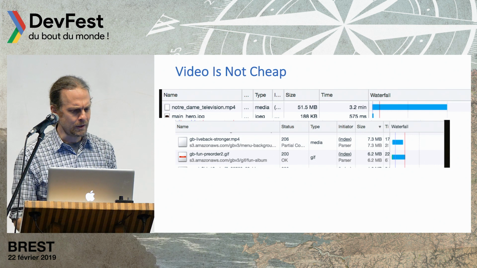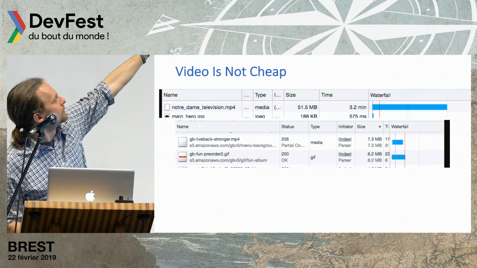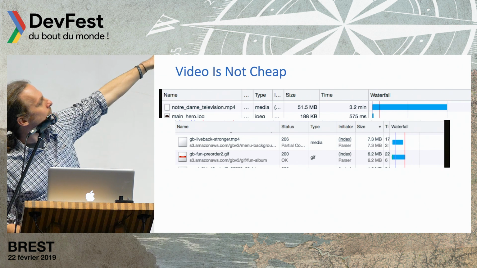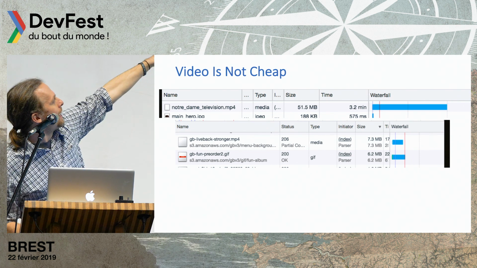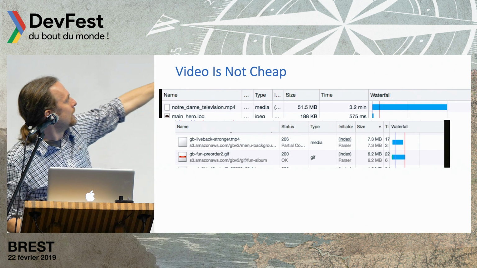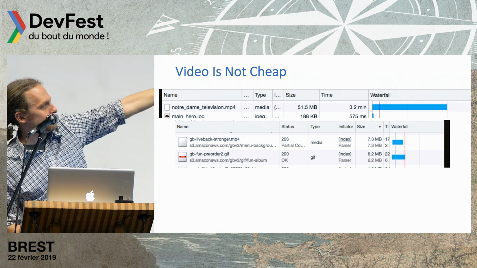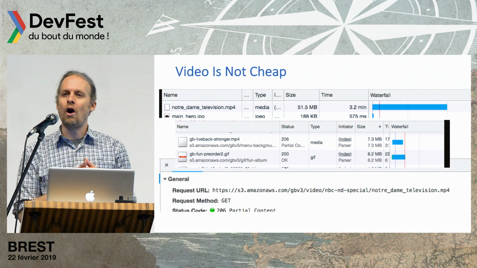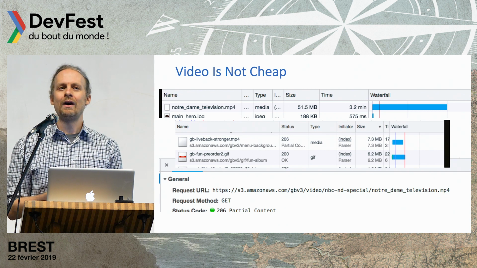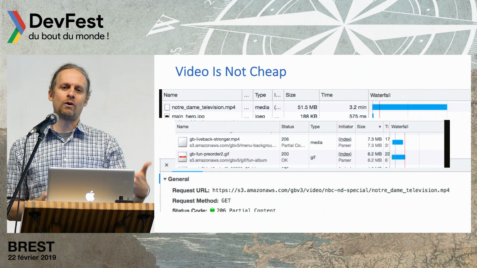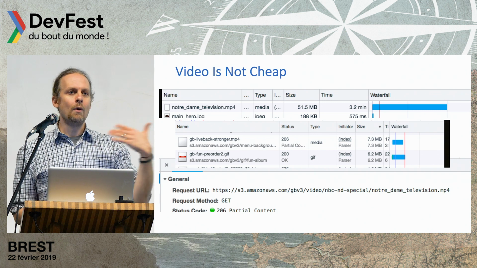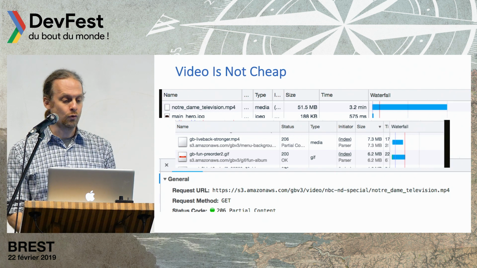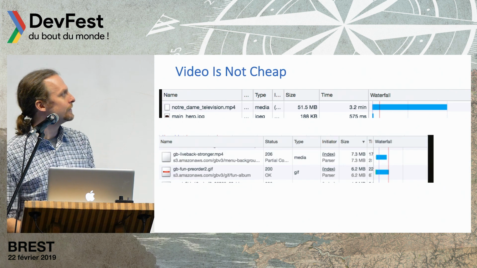So you can see it says Notre Dame television MP4, 51 megabytes. We've got this background video, which is 7 megabytes. We've got this pre-order GIF, which is 6.2 megabytes. What's interesting here is they're all being served out of Amazon S3 without a CDN. So every single time this request is made, this data is flowing out of Amazon's Simple Storage Service. It's a great product. It's really easy to use.